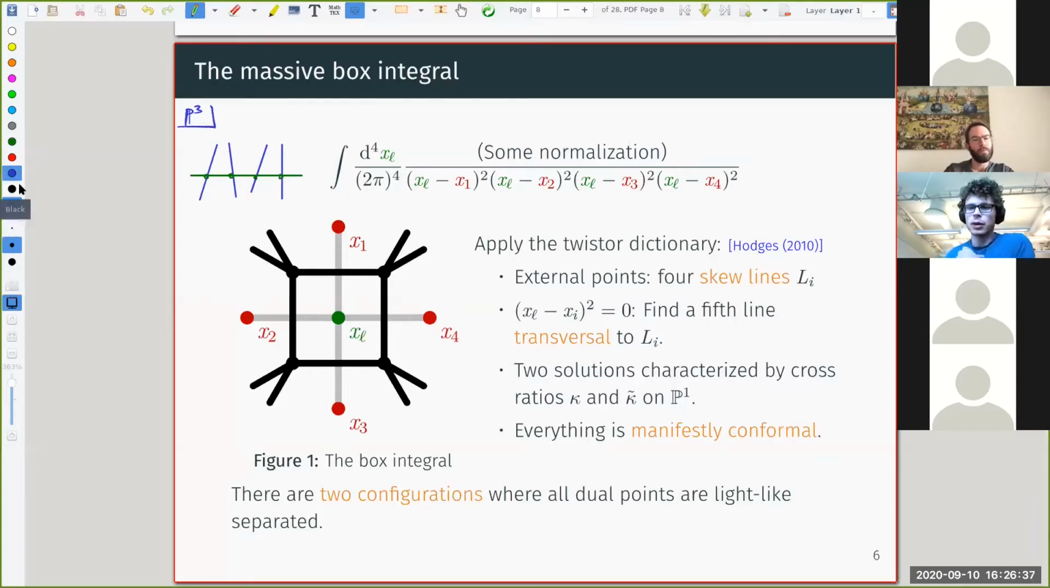Okay, so now, as I said, this analysis was done by Andrew Hodges. For this problem of putting the lines in this way, there are two solutions that are characterized by some cross ratios. So we get these two solutions for this problem. In the end, what we conclude here is that there are exactly two configurations where all these dual points are going to be lightlike separated.